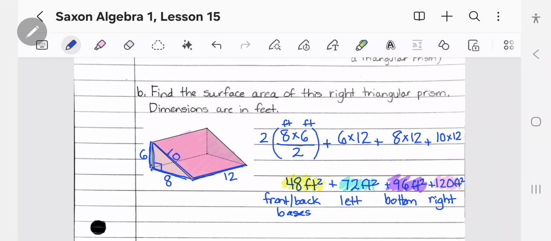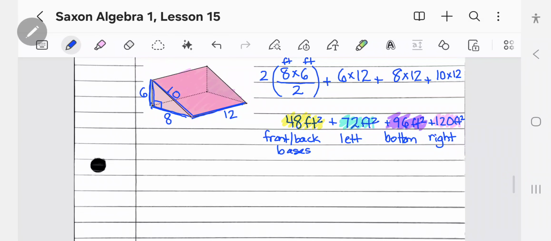And what would we do with all of those? Well, we're going to have to add all of those up to be able to find our total surface area. So let's do that. When you add those up, you get 336, and it's all in square feet, and that is your total surface area of this triangular prism.